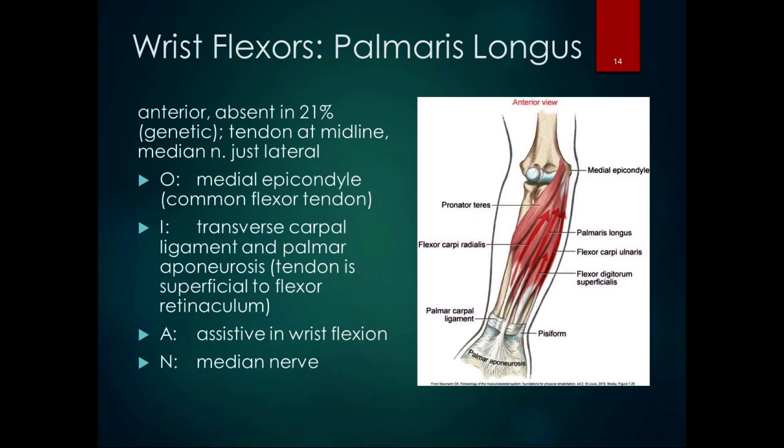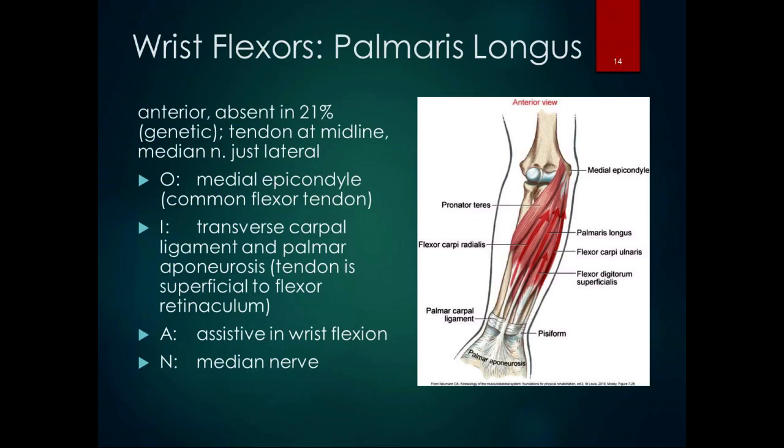So the palmaris longus, it doesn't tell us what it does, but it tells us it's on the palmar side, which means it's on the flexor surface, so it's going to do flexion, right? It is absent in 21% of people. It's genetic. Usually in almost every class we find at least one or two people that don't have a palmaris longus. It's extremely visible because it passes superficial to the flexor retinaculum.